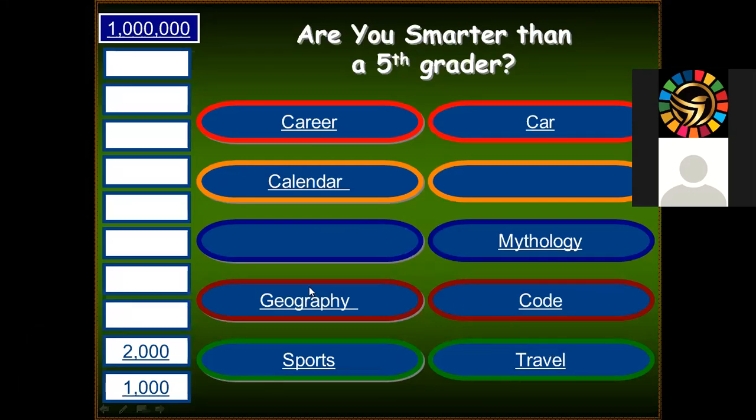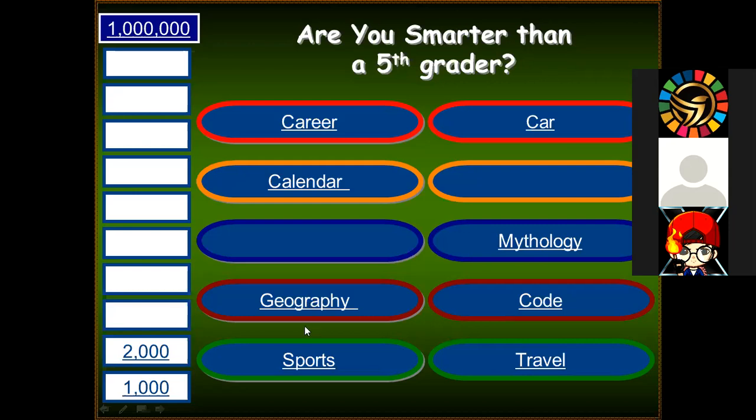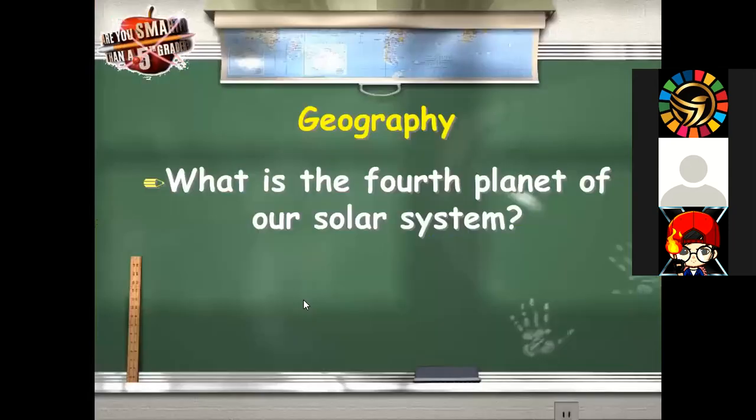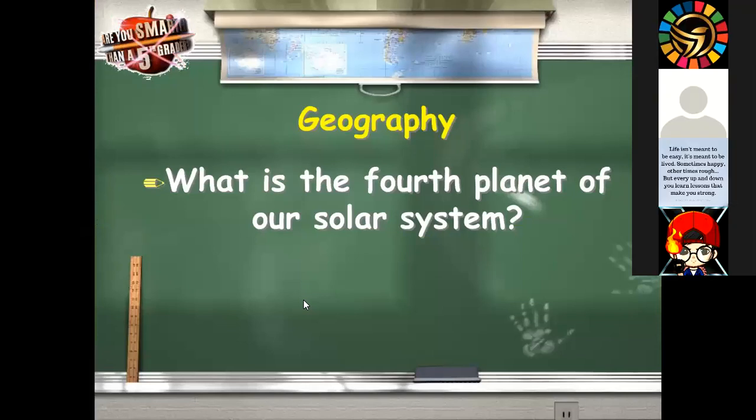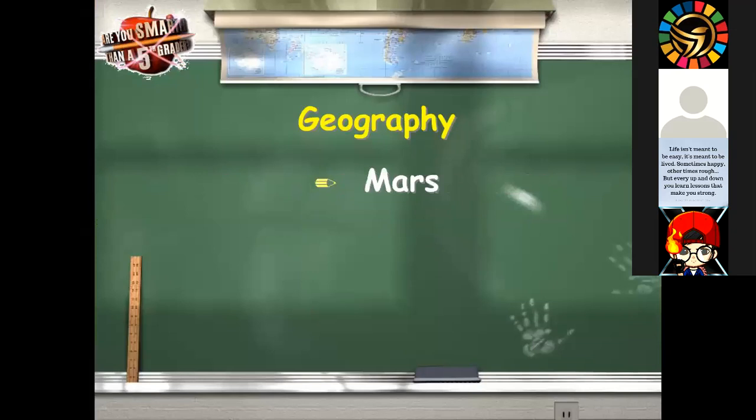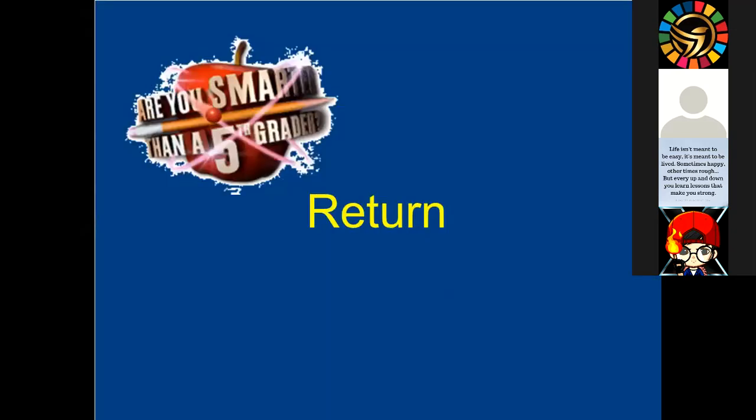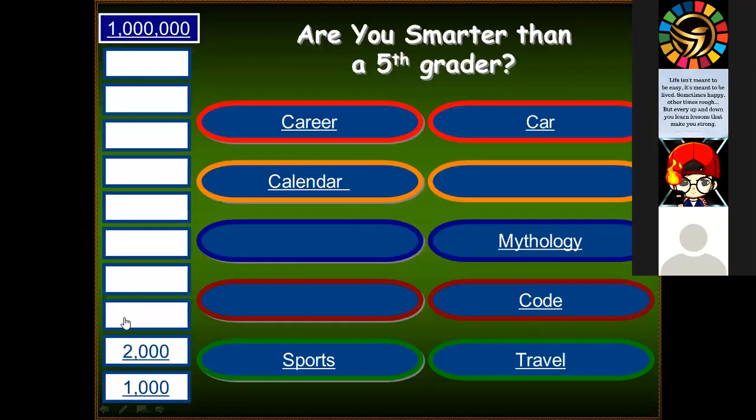Geography. Okay, I heard sports, geography. I heard geography first. So I'll go to geography now. Okay, simple question, a straightforward one: what's the fourth planet of the solar system? Are you sure it's Mars? Mars. Fantastic. So I'm doing this quicker than before. Team Nile, go ahead, choose.